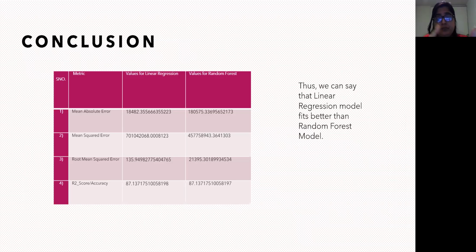But to compare this, we also have to consider root mean square error. The root mean square error for random forest is very large, that is 2395, whereas for linear regression it is only 135. So from this we can conclude that linear regression is better than random forest for this particular model.